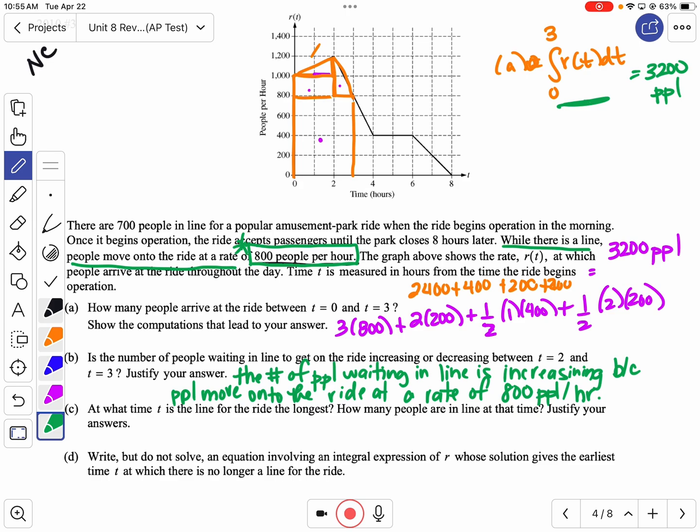I got the official scoring guide. I'll read it to you. It says the number of people waiting in line is increasing because people move onto the ride at a rate of 800 people per hour between t equals 2 and 3. R of t is positive.